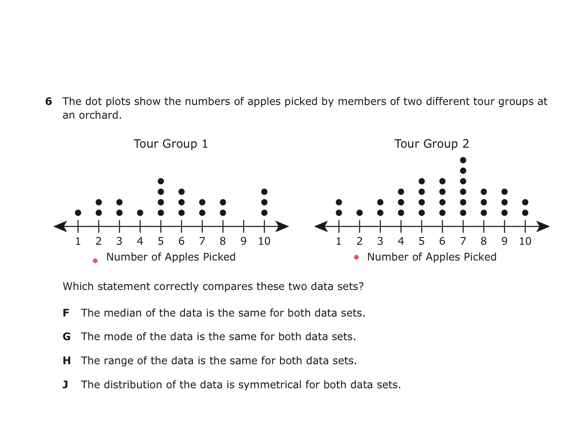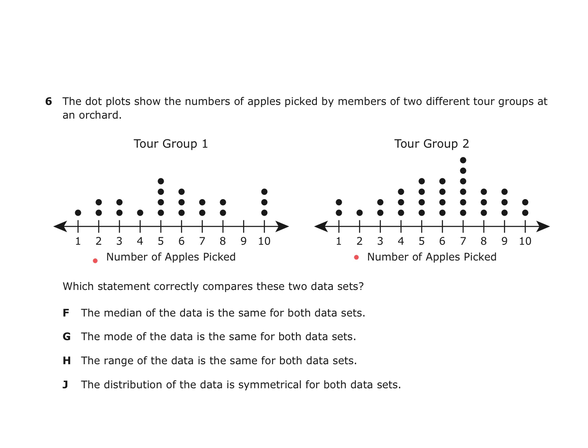The median of the data is the same for both data sets. Okay, the median would be in the middle. So in the middle here, and compared to this one, without doing a lot of calculations, it looks like they're not the same median. We could calculate the median, but it doesn't look like the same.